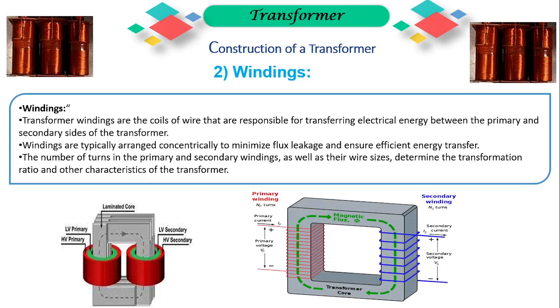The second element is the windings. The transformer windings are the coils of wire responsible for transferring electrical energy between the primary and secondary sides of the transformer. Windings are typically arranged in a concentric fashion to minimize flux leakage and ensure efficient energy transfer. The number of turns in the primary and secondary windings, as well as their wire sizes, determine the transformation ratio and various other characteristics of the transformer. The meticulous construction of transformers is essential to their role in power distribution and various electrical applications.